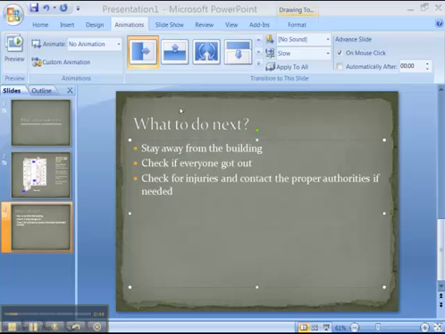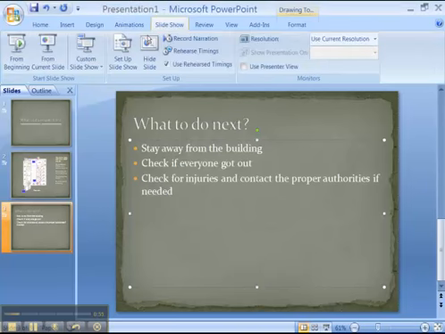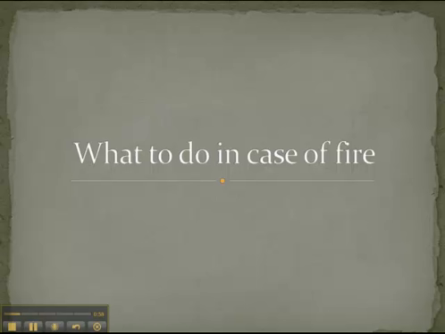Now it's time to see our slideshow. To do this, we go up and click Slideshow and click From the Beginning. In order to change in between slides in this mode, you must use the left button on your mouse, the space bar, or the arrow keys.